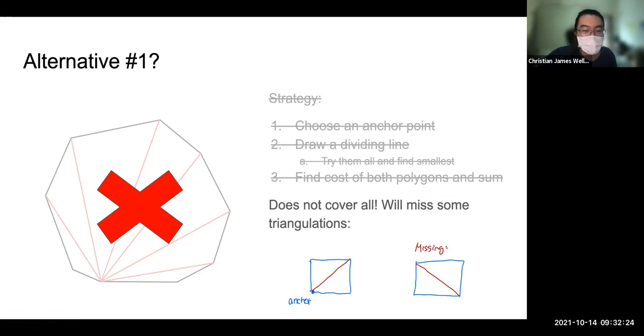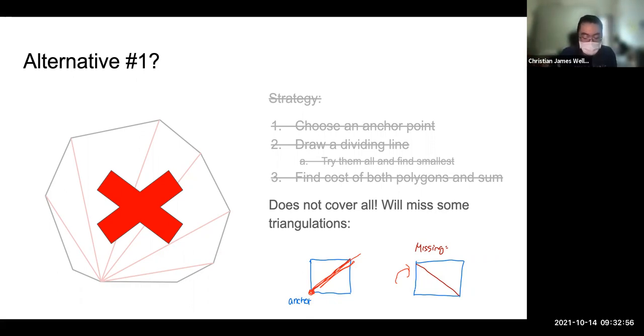I wanted to give you time to think whether it's correct or not, but I spoiled the answer. It does not cover all possible triangulations. Here's a counter example. If you just have a plain square like this, just take this point. Remember, my algorithm is to take this point and draw everything starting from that point. I'm actually missing the symmetric case because I'm not trying another possible starting point. So it does not cover this case at all.